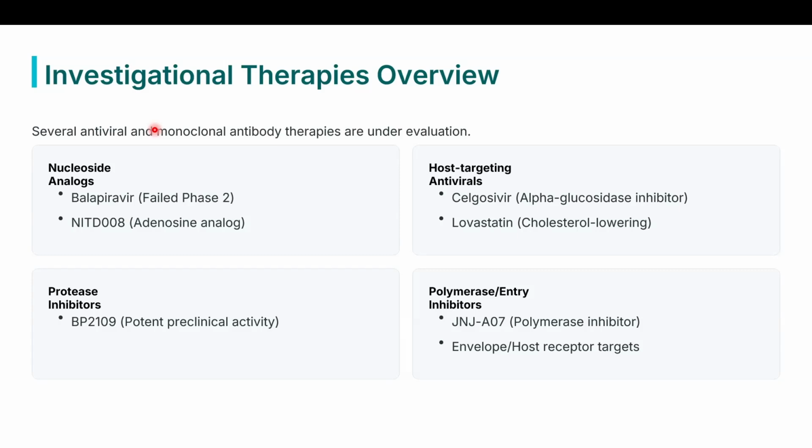Now, investigational therapy. These are the drugs in the pipeline, with antivirals and monoclonal antibodies under evaluation, based on phase 2 trials being conducted. Balapiravir was previously developed in a phase 2 trial, and NITD008, a nucleoside analog, along with adenosine analogs, are coming up. There are a few protease inhibitors in the pipeline. There are host-targeting antivirals like Celgosivir, an alpha-glucosidase inhibitor. Interestingly, lovastatin, a cholesterol-lowering agent, has a potential antiviral effect on dengue. Entry inhibitors and polymerase inhibitors, developed as host-targeting drugs, are also in the pipeline. Even doxycycline has a mild antiviral effect on dengue virus.